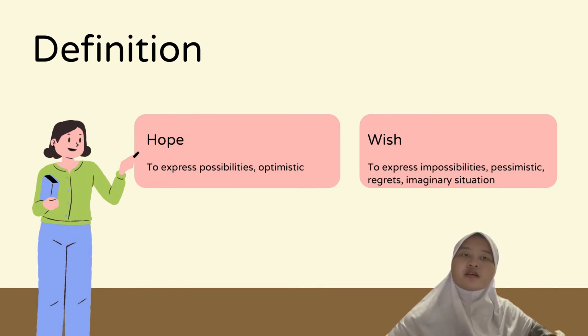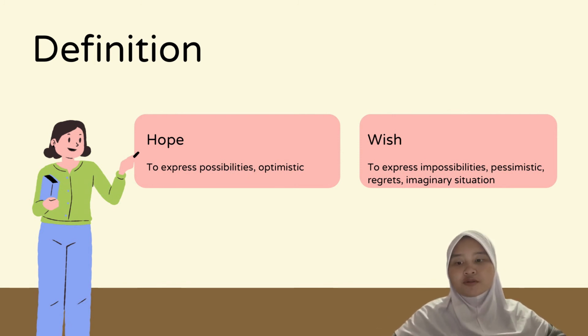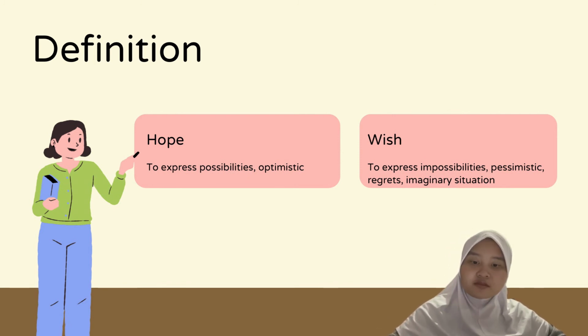For example, tomorrow I'm going to face an exam and I already studied really hard, so I'm optimistic that I'll get an A for the result. And I'll say, I hope I get an A on tomorrow's exam. In this sentence, we use hope because I'm optimistic and it's possible for me to get an A on the exam because I'm studying hard. And for wish, we use the verb wish to express impossibilities, pessimism, regrets, and imaginary situations.